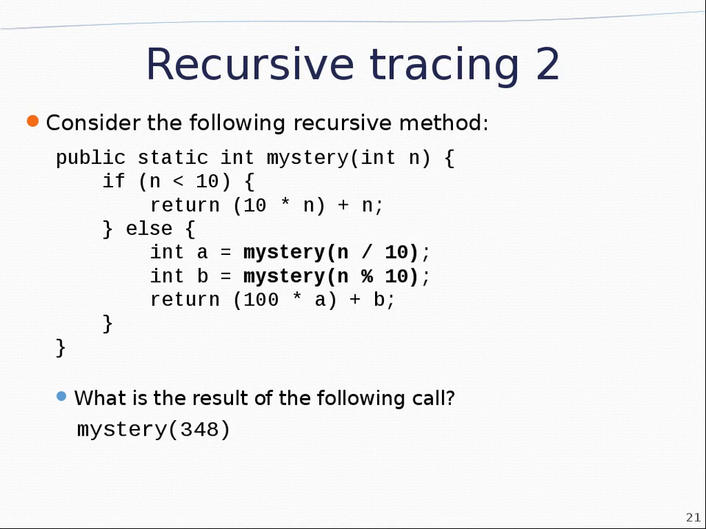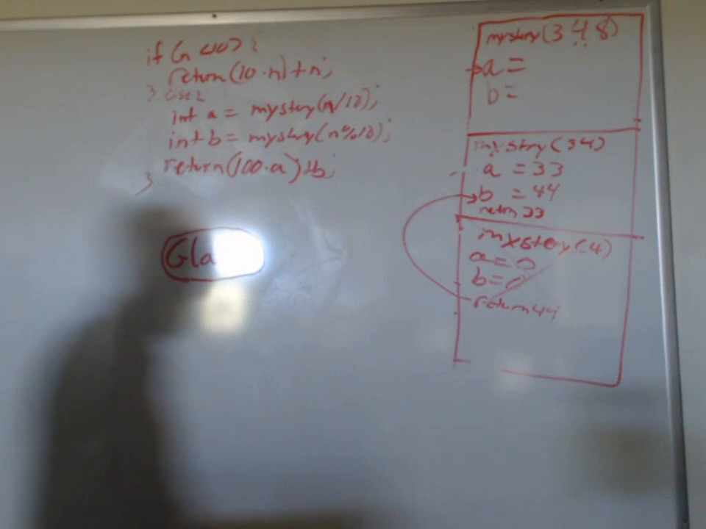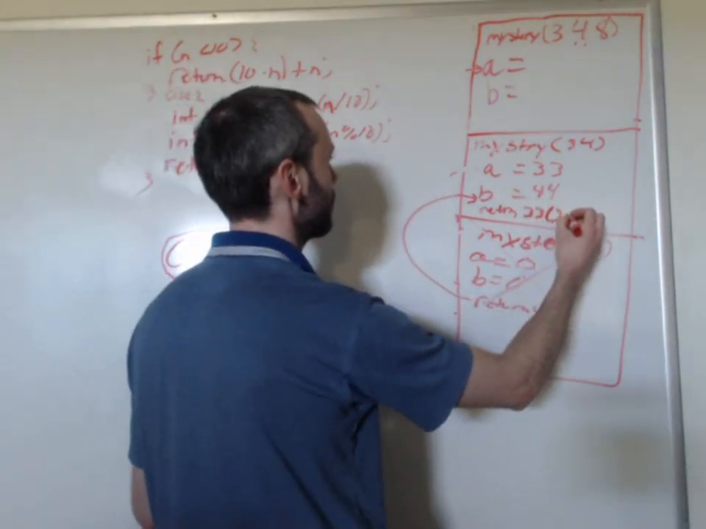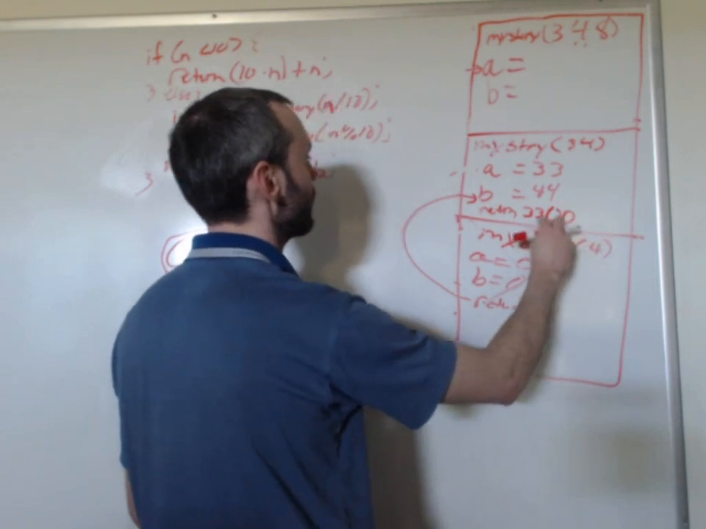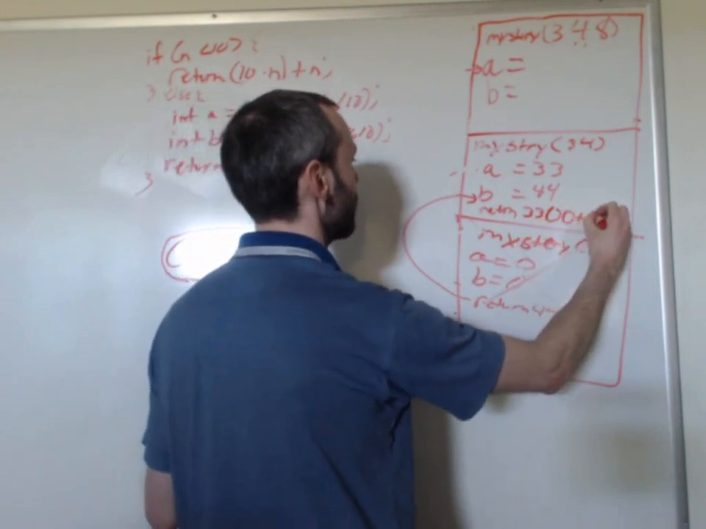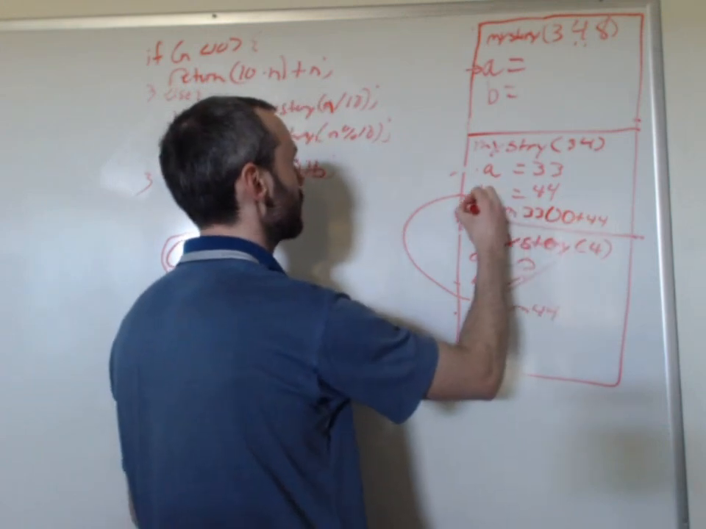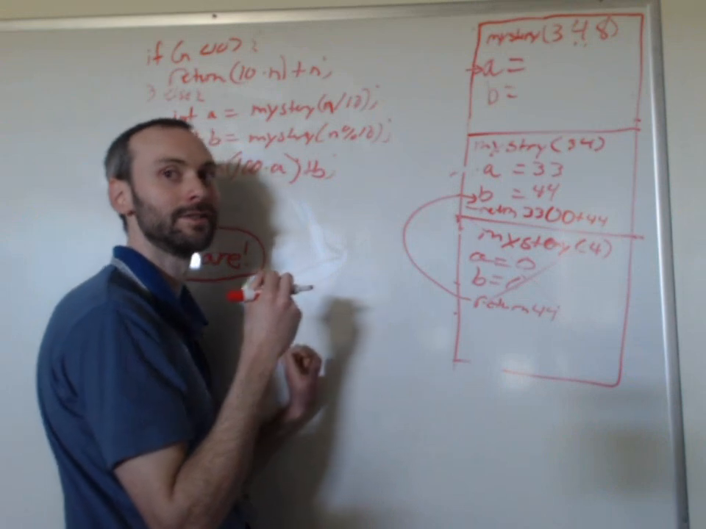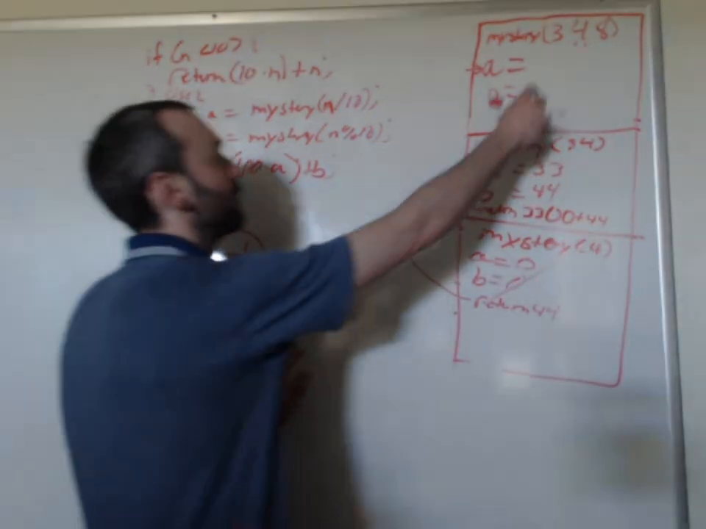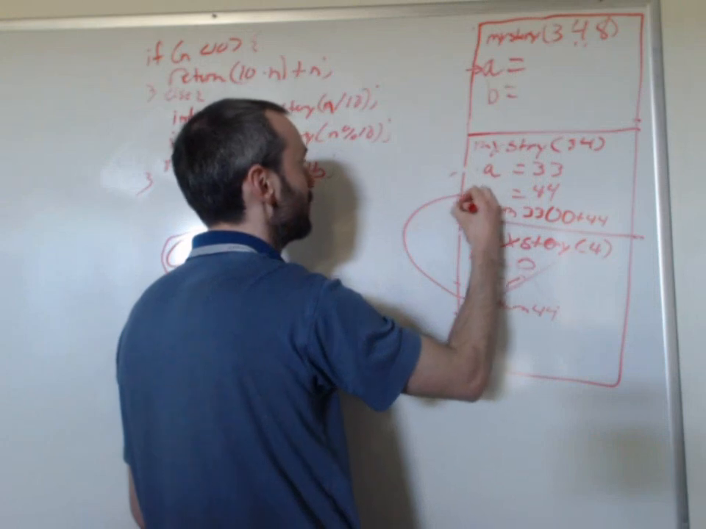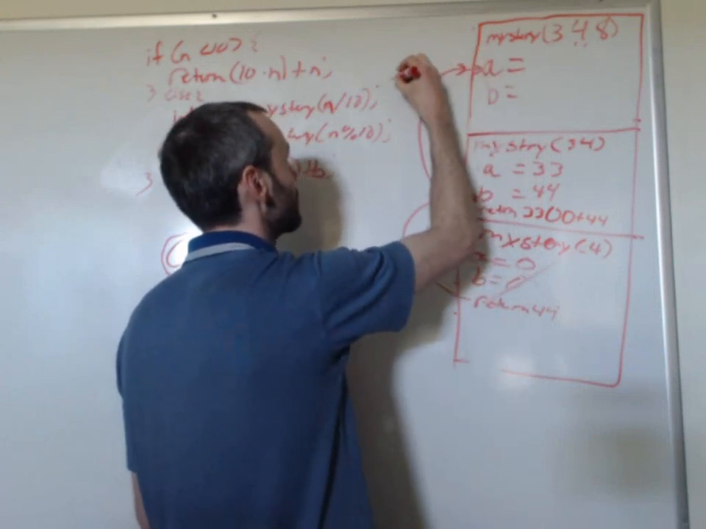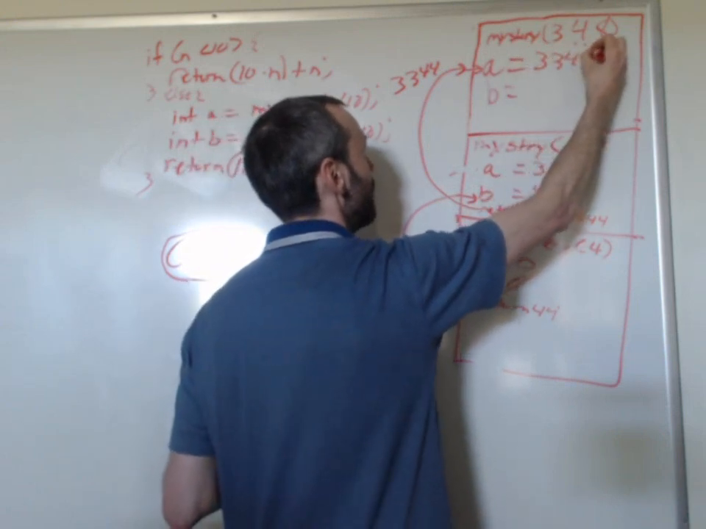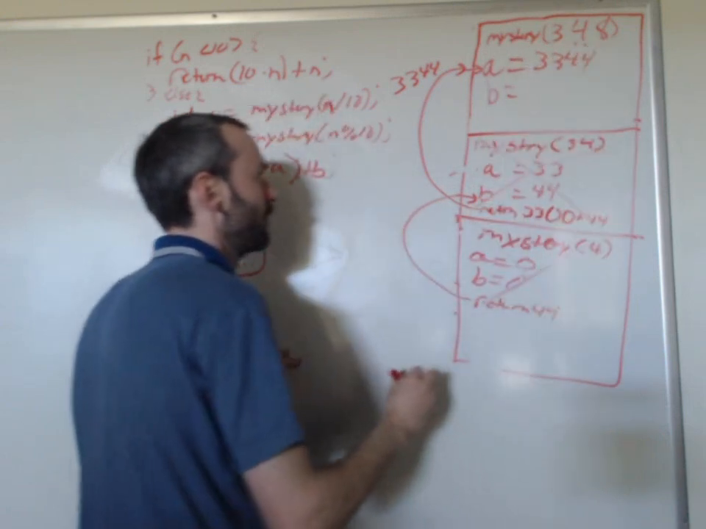All right, 3300. Oh no, that's correct, 3300. That's right. Plus 44. So we're going to return that. Where are we returning it to? This is A of the previous call of mystery. So this is going back up to A, and that is 3344. We don't care about this guy anymore because we're finished.